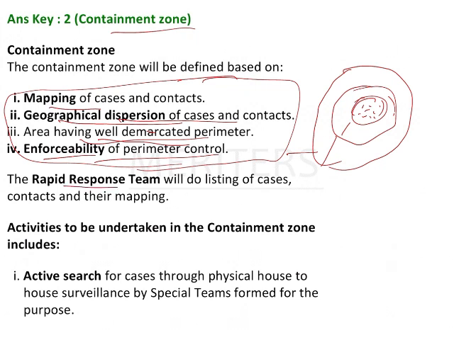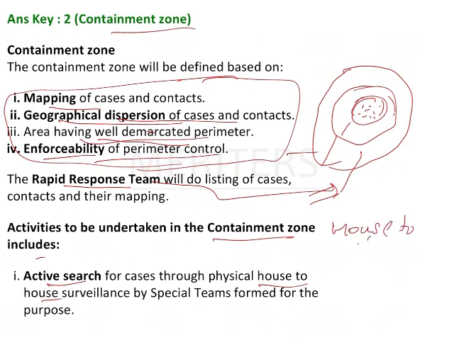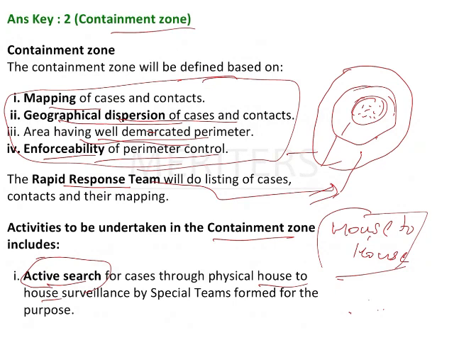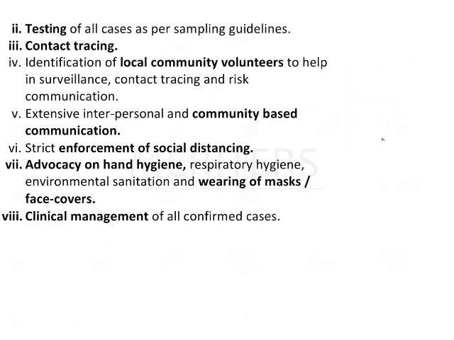After that, the rapid response team, like medicos, will reach the area, and here they will do an active search. In an active search they will do a house to house search. Passive search means they will wait in the contaminated area and ask the patients or suspected cases to come to them. But here it is active search: the rapid response team will go to houses for surveillance. Then they will do the testing. Immediately, if they get a positive case, they will start tracing the cases.